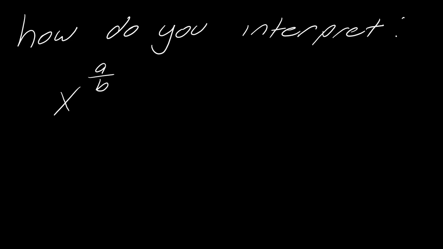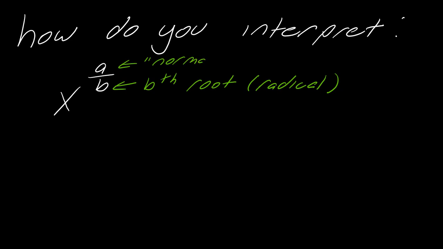So here is what a rational exponent looks like. A rational exponent is an exponent that is a rational number, i.e. a fraction, right? So I have this x to the a/b. How do we interpret this? Well, this b is referring to the bth root, so it's for a radical. The lower part is radical notation, while the top part is really just your basic exponent.